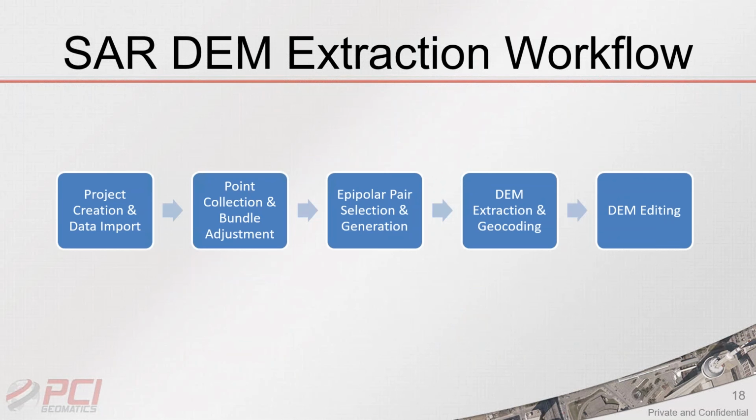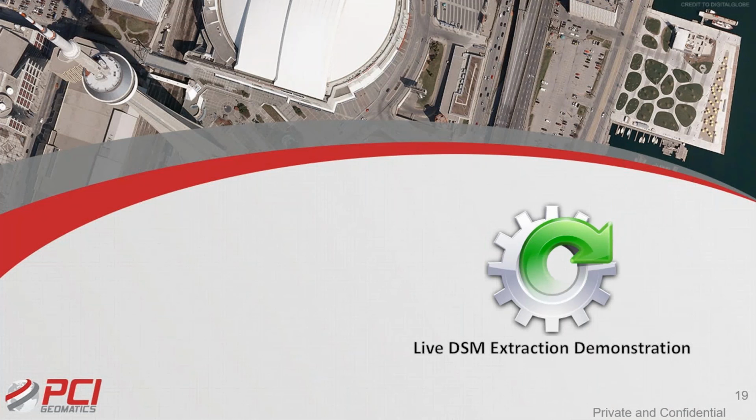So now I'm going to present to you the workflow to extract the DEM of Santorini in OrthoEngine. And afterwards, I'm going to edit and improve the DEM in Focus using the DEM Editing tool. So basically, there are 4 main steps in OrthoEngine and 1 step in Focus. In OrthoEngine, we'll be looking at project creation and importing the data. Then we're going to look at point collection and the bundle adjustment procedure. Then epipolar pair selection and generation, and finishing with DEM extraction and geocoding. And then in Focus, we'll do DEM editing. So let's begin.